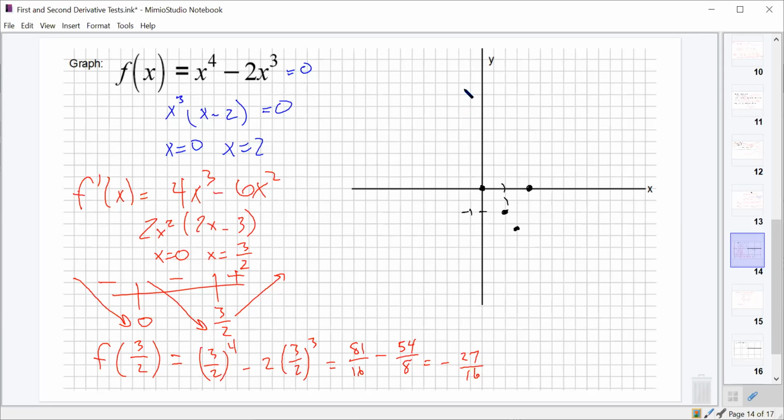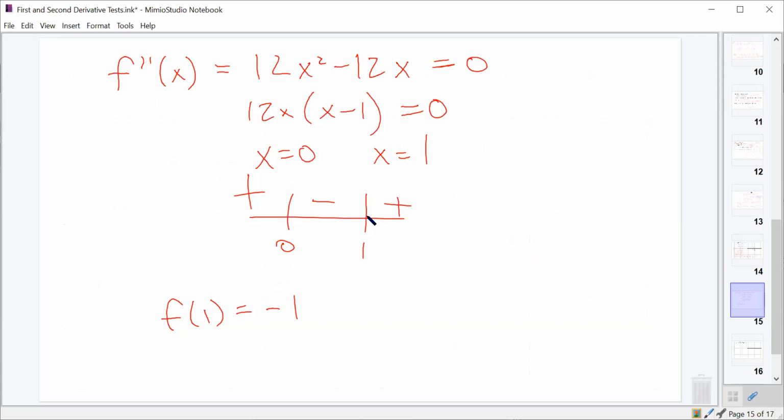Probably not real well. Not real well. That still looks pretty bad, but we're going to pretend like it's good. And then what happens from 1 to 3/2? Well, it's still decreasing, but after 1, it switches to being concave up again.